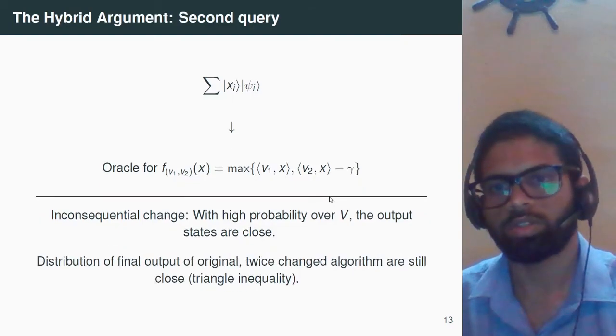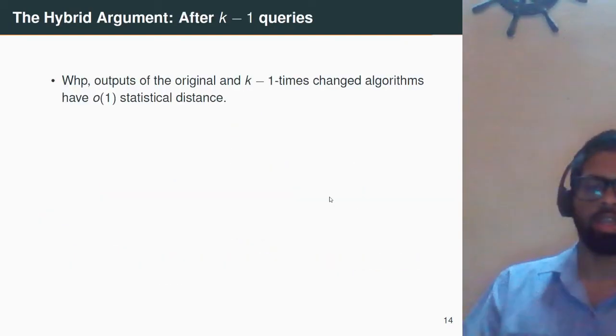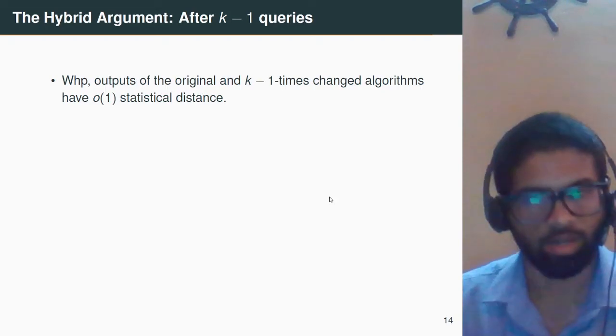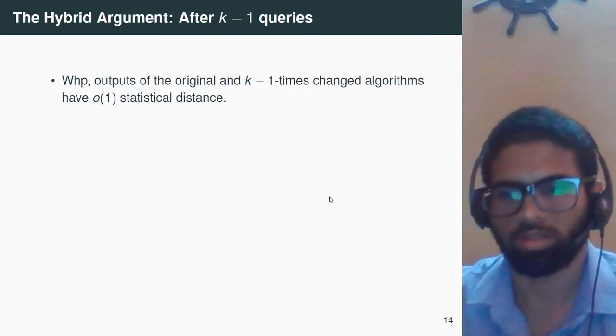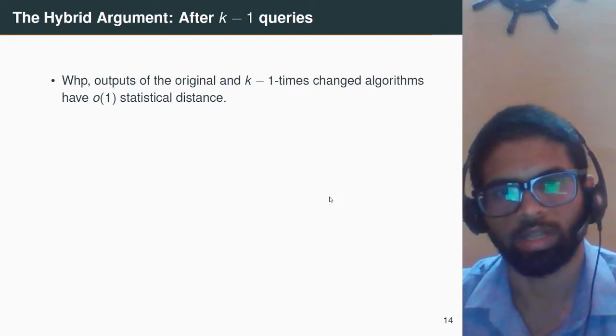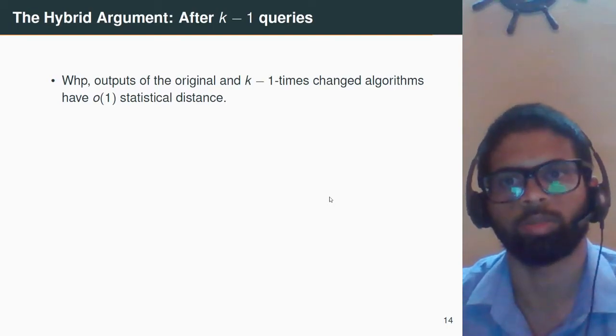And we can do this for k-1 queries. After k-1 queries, the argument still holds that the outputs of the original and the modified algorithms should be pretty much the same.